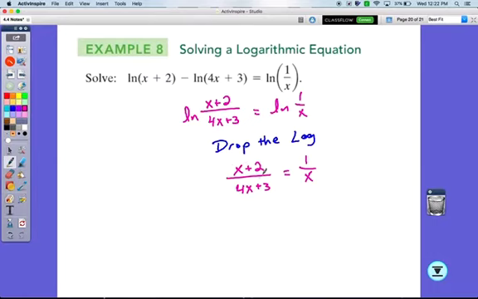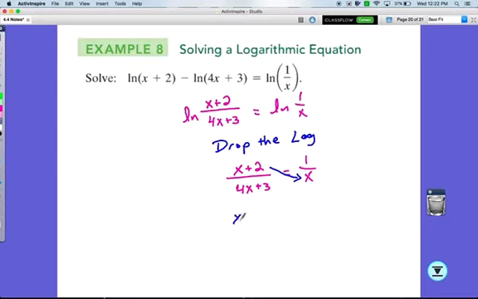Since I've got a fraction equal to a fraction, I can cross multiply, which means take the numerator of one and multiply it by the denominator of the other. So that'll give me x times (x plus 2). And then take the denominator and multiply it by the numerator, and that gives me (4x plus 3) times 1. I'll multiply out: x squared plus 2x is equal to 4x plus 3.